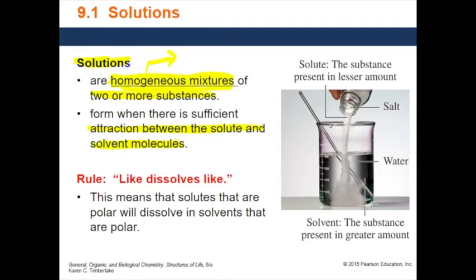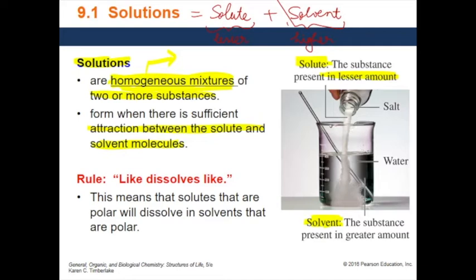Now, regarding the composition of a solution, it basically consists of two major components. One is called the solute and the second is called the solvent. Solute is the substance which is present in the lesser amount. That's the very simplest definition of the solute. A solution is composed of solute and solvent, and solute is the one which is present in the lesser amount, whereas the solvent is the one which is present in higher amounts.